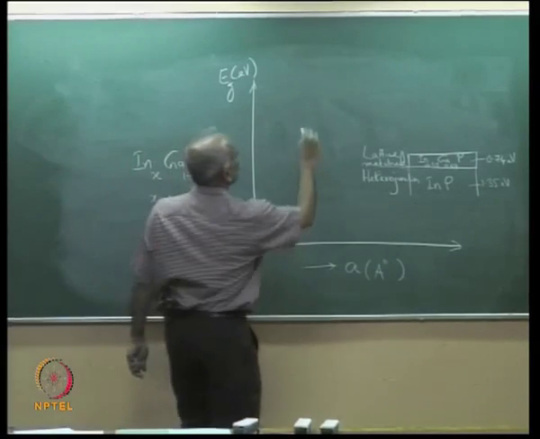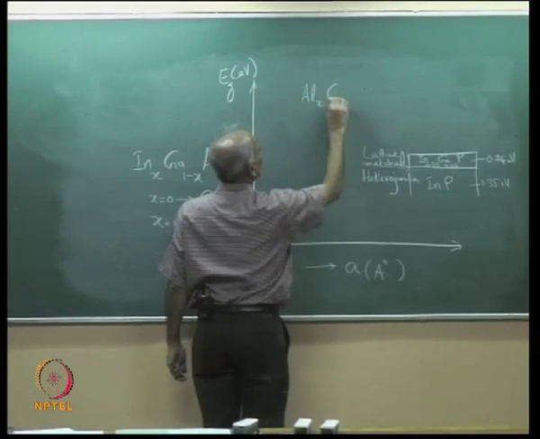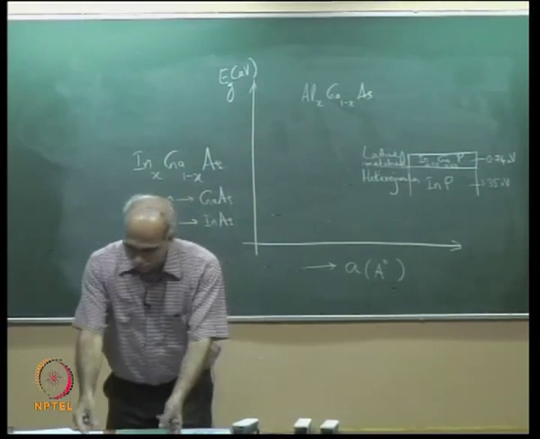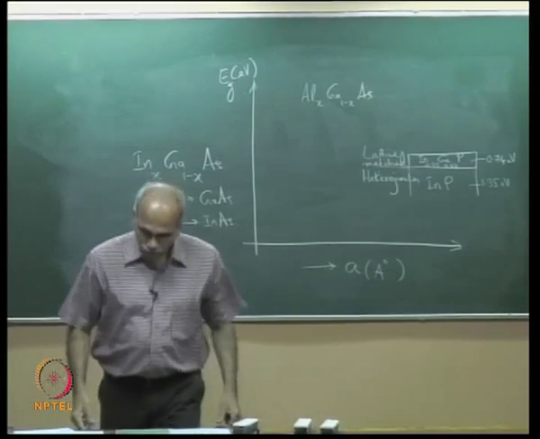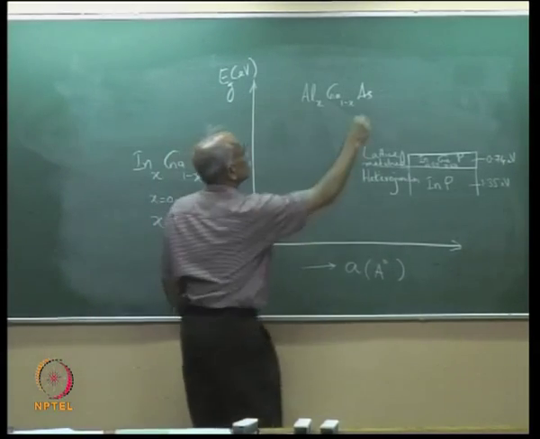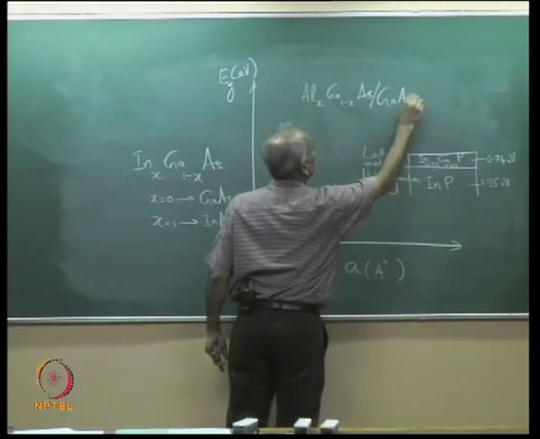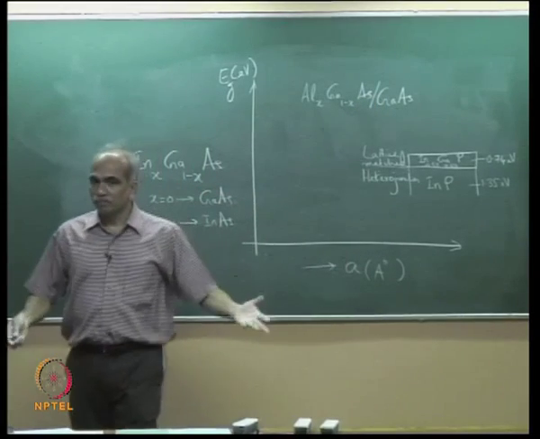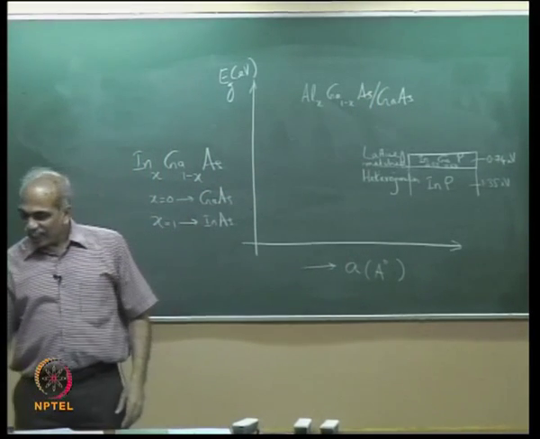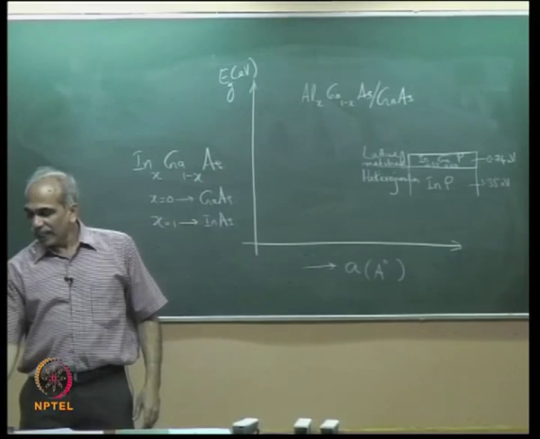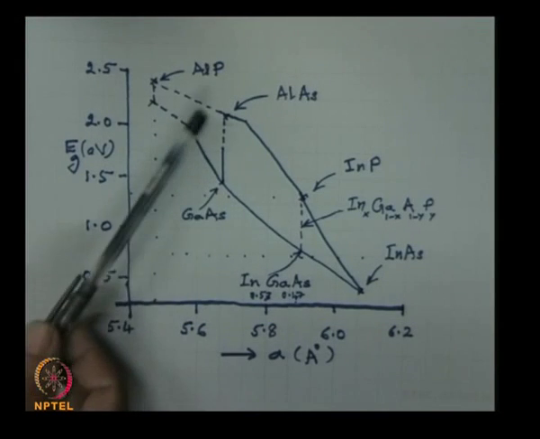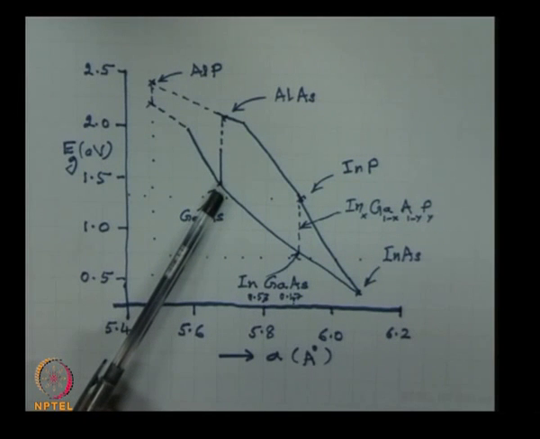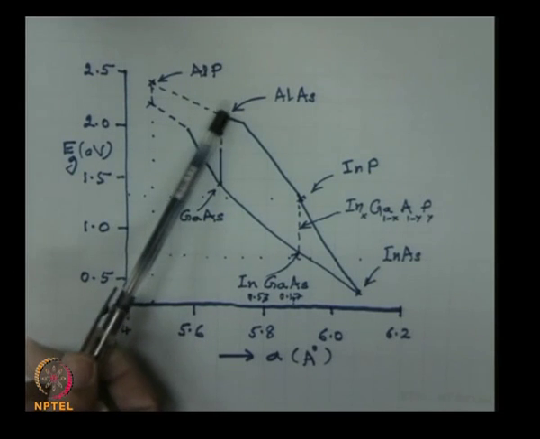In the last class I mentioned aluminum X, gallium 1 minus X, arsenide. Aluminum gallium arsenide. I mentioned that most of the commercial devices use this. You can see why. By changing X, it is here. See this, gallium arsenide is this point, aluminum arsenide is this point. X equal to 0 is gallium arsenide, X equal to 1 is aluminum arsenide.